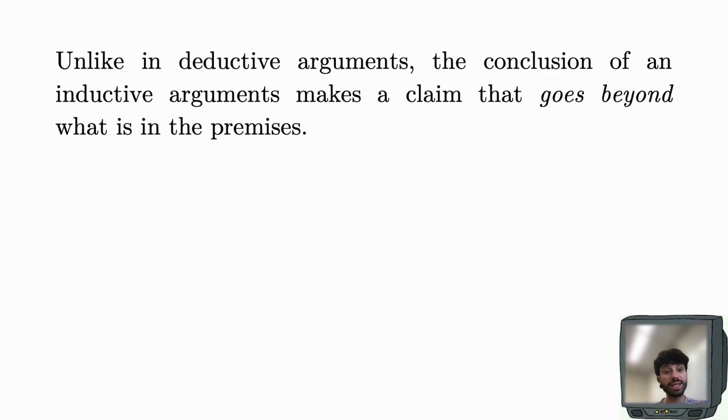Okay, so unlike in deductive arguments, the conclusion of an inductive argument makes a claim that goes beyond what's in the premises. So this is the risk, right? Remember that in a deductive argument, you're kind of just shuffling around the premises to figure out if the conclusion is already somewhere in the premises. But in an inductive argument, you can't do that. The inductive conclusion is saying something beyond the premises.